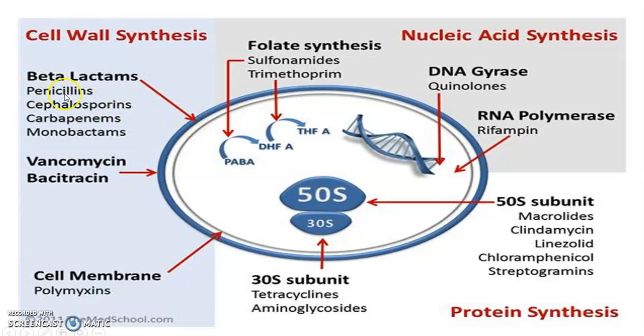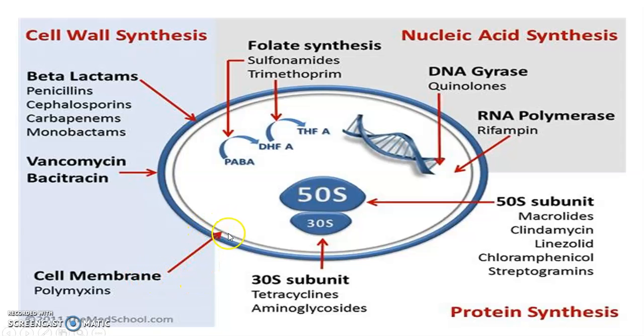This includes the penicillin, cephalosporin, carbapenem, and monobactams. Other members of the class that also inhibit cell wall synthesis are vancomycin and bacitracins. And another drug group also inhibits the cell membrane.